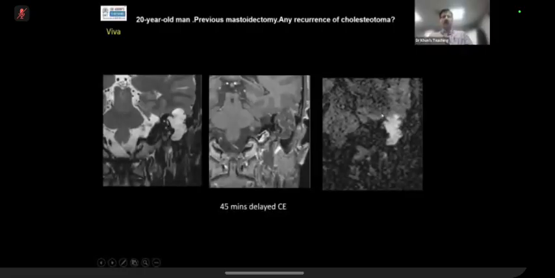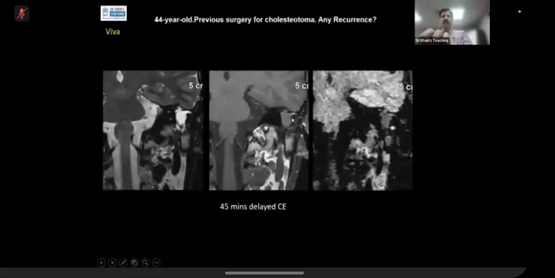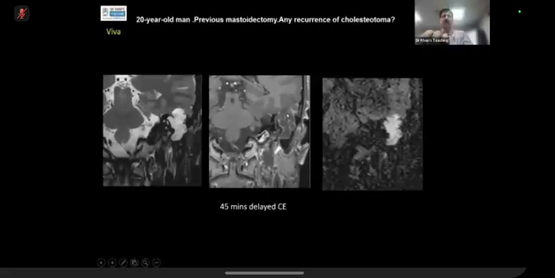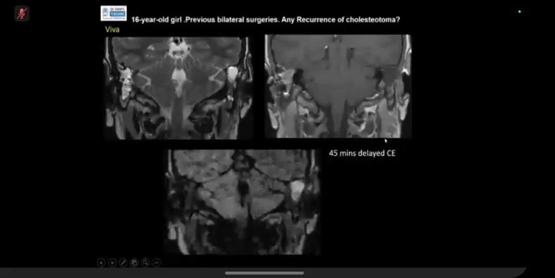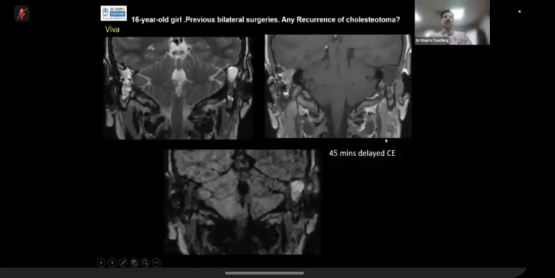Okay, if you see here, this one did not enhance. This one is showing slight peripheral enhancement. At times this can happen. The surrounding granulation tissue can enhance, but it is showing restricted diffusion. So this is what, candidate three? Cholesteatoma. Yeah.